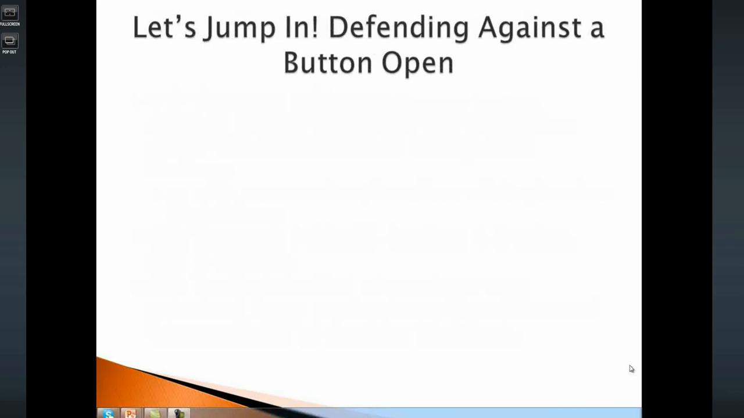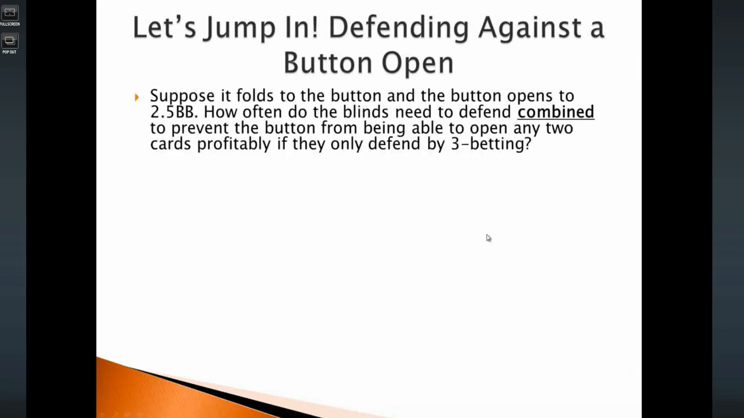Let's jump in. Defending against a button open. Suppose it folds to the button and the button opens to 2.5 big blinds. How often do the blinds need to defend combined to prevent the button from being able to open any 2 cards profitably if they only defend by 3-betting? So think about that for a moment. A 2.5 big blind open is a pretty common button opening size in most online games. How often do the blinds need to defend if they only defend by 3-betting?